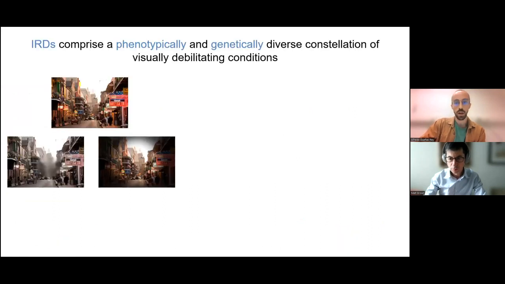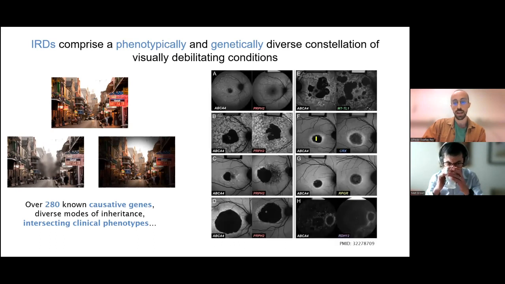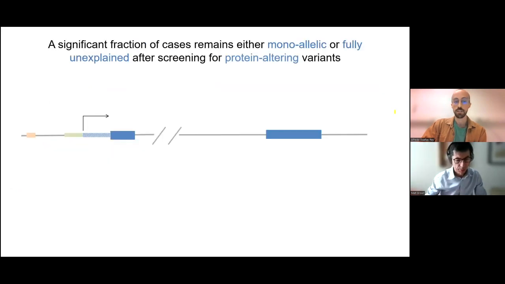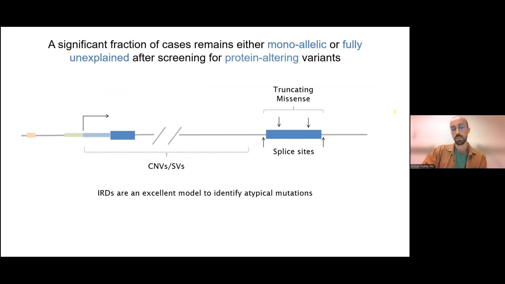Inherited retinal diseases, or IRDs, are a very heterogeneous group of conditions, both from the phenotypic but also the genetic point of view, with over 280 known causative genes, diverse modes of inheritance, and intersecting clinical phenotypes like the ones shown here for the ABCA4 gene. Providing a molecular diagnosis for IRDs is anything but an easy task. And in fact, after screening for protein-altering variants, a significant fraction of cases still remains genetically unexplained, which makes IRDs an excellent model for studying more atypical mutations within the non-coding fraction of the genome.